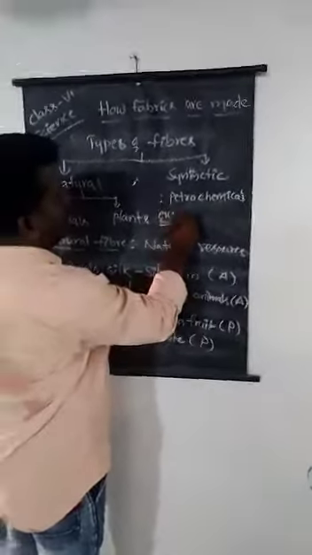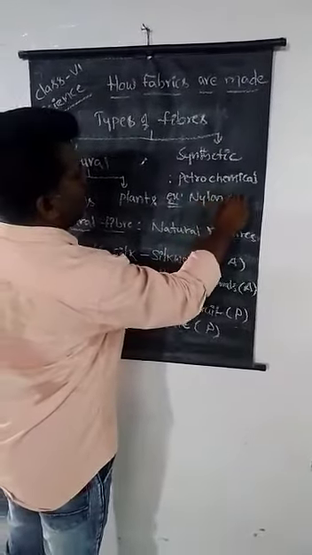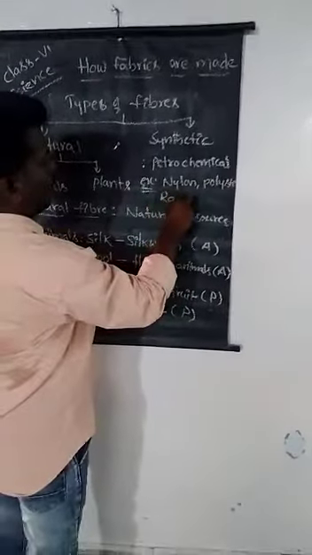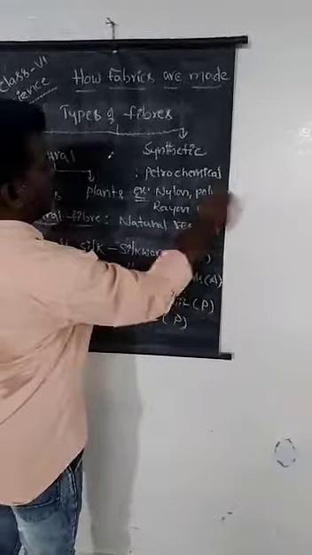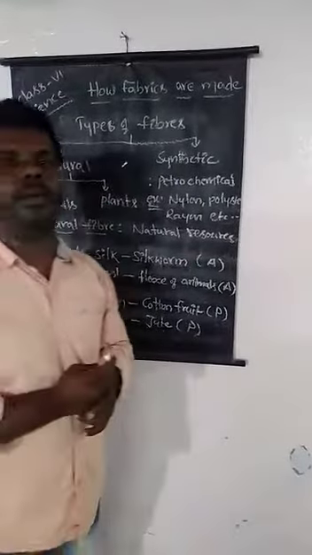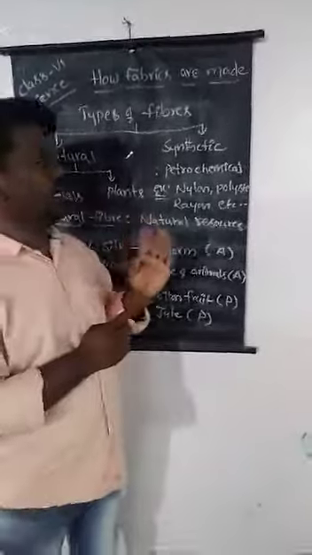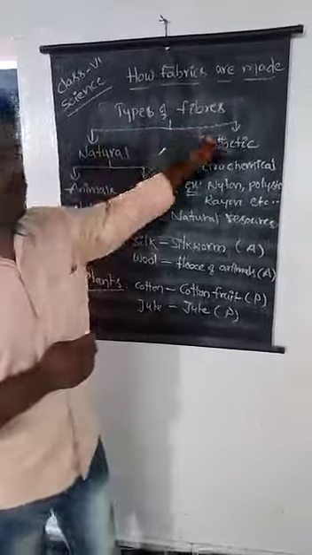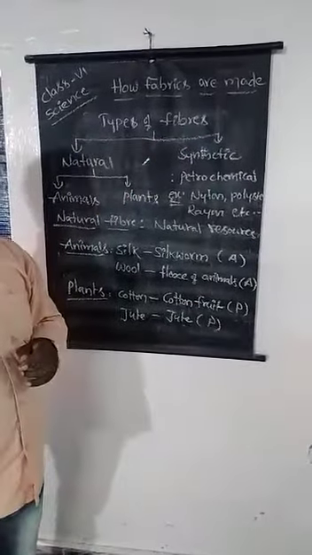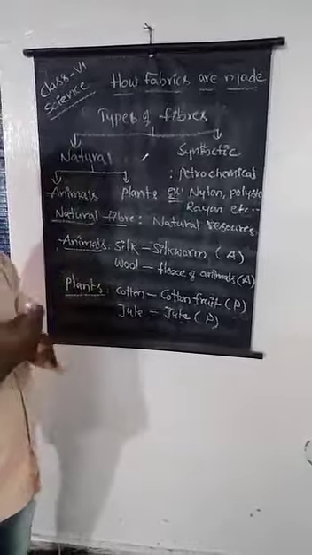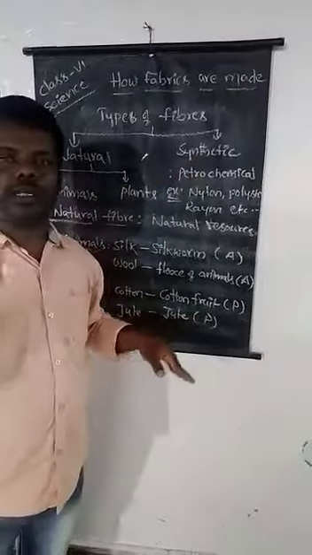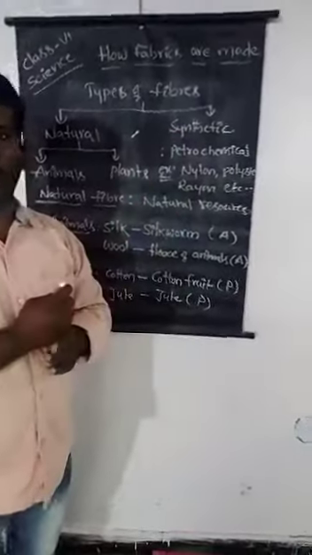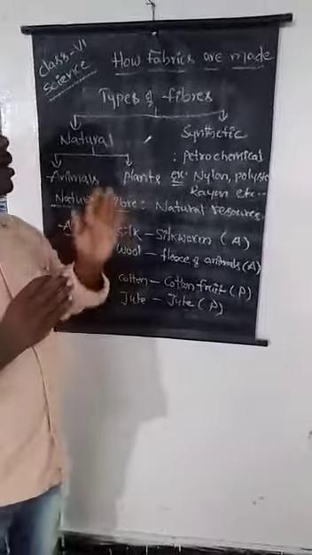Examples are nylon, polyester, rayon, etc. These are synthetic fibers. So this is the topic of today: types of fibers, natural fiber and synthetic fiber. Natural fiber means the fibers obtained from natural resources. Synthetic fiber means the fibers obtained from petrochemicals. So this is the types of fiber.